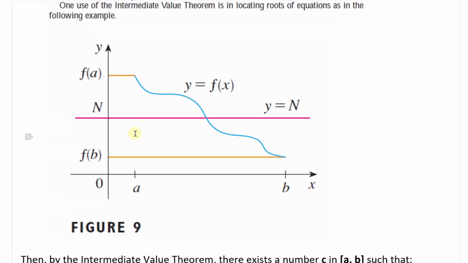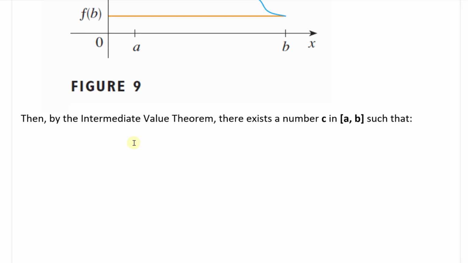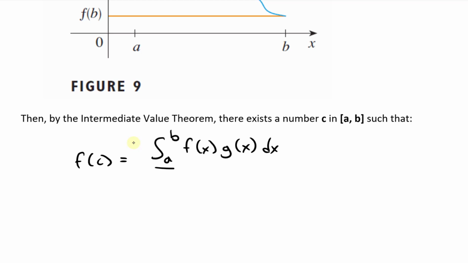So in our case here, this could be considered as lowercase m, capital M, and then somewhere in between it's going to have a value. So then there exists a number c such that f of c is equal to the function in between, so integral from a to b of f of x g of x dx over integral from a to b of g of x dx, like that.